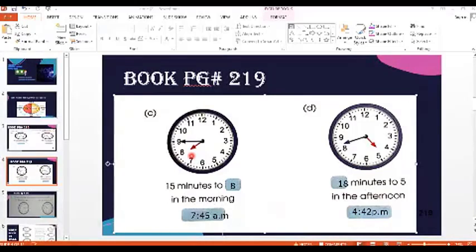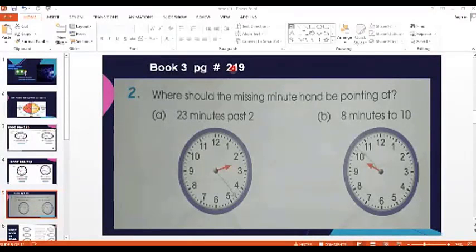Now I have a very interesting work for all of you. Maybe you will enjoy drawing the clock hand. Yes, it's time to show you all. Let's solve question number 2 on the same page. This question is mentioned under these two parts: where should the missing minute hands be pointing? They ask you that you are going to.